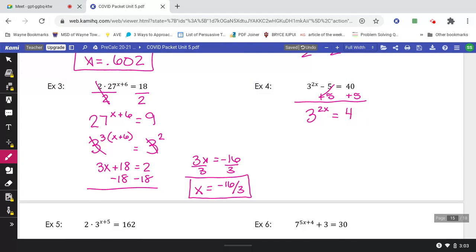This gets me 45. Unfortunately, there's no same base. There's no power of 3 that'll get you 45. So we're going to rewrite it. The log of 45 divided by the log of 3.